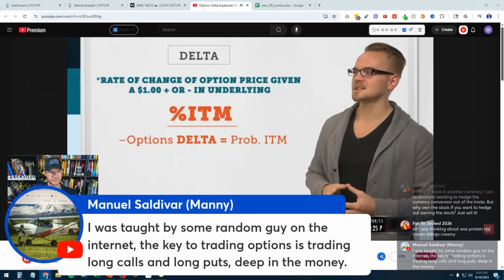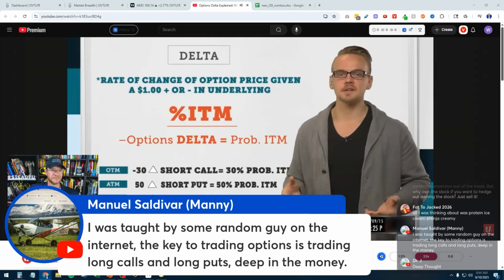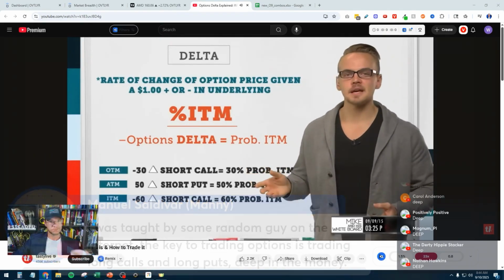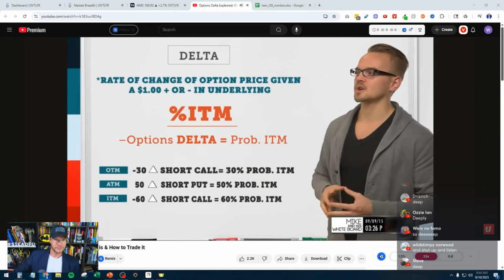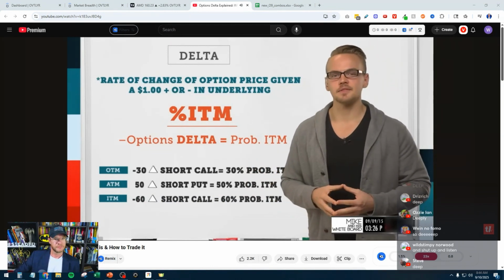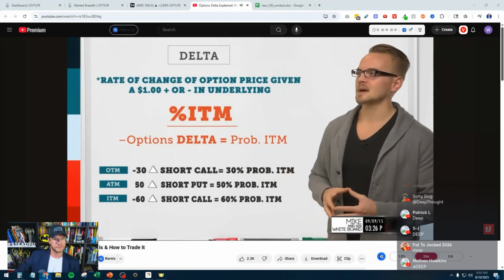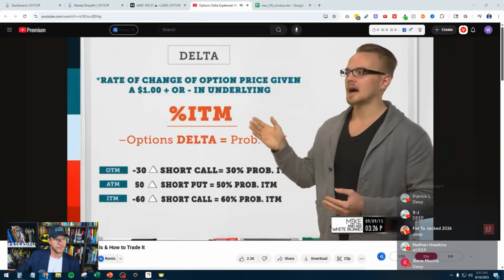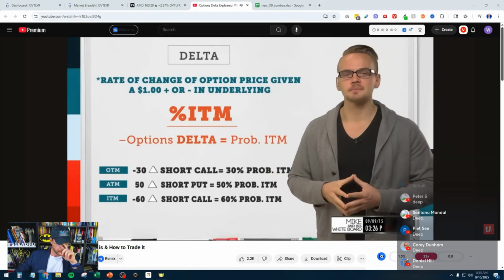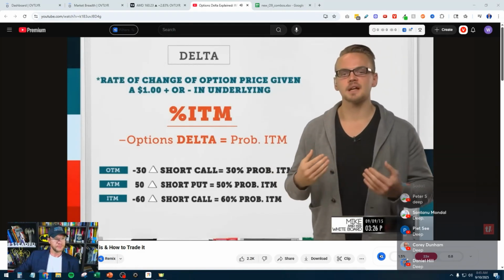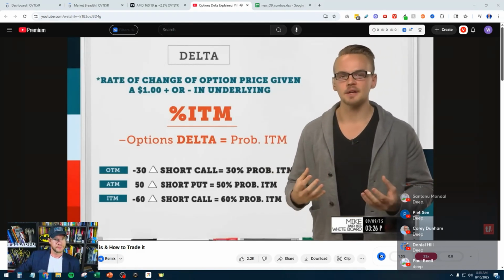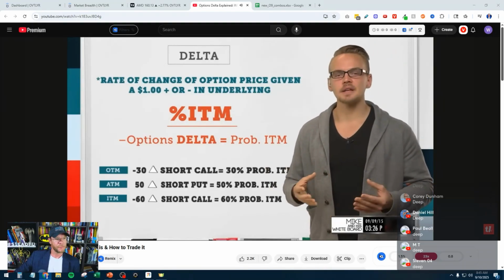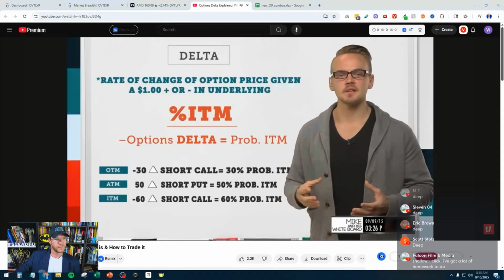So again, an option's delta is roughly equivalent to its probability of being in the money. Let's look at a few examples. If I'm looking at an out of the money short call, that's going to have a negative delta of 30. If I look at the probability of being in the money, since I'm selling an out of the money option, I'm going to have a 30% probability of being in the money. And when we're selling options, we want them to remain out of the money. So if I've got a 30% probability of being in the money, I know that I've got a 70% probability of being out of the money.